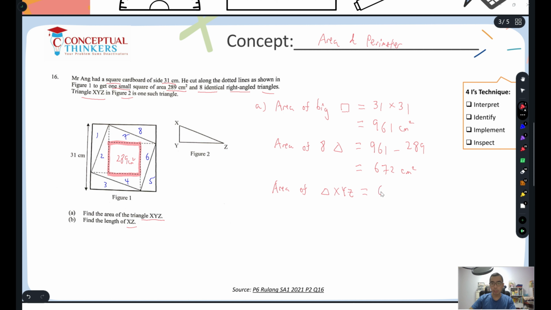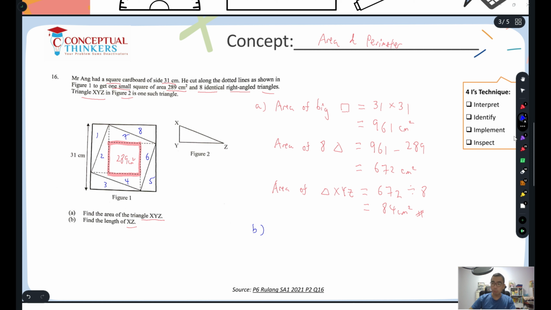So this will be taking the area of 8 triangles divided by 8. So I will get 84 cm square. Okay, so this will be my part A answer. So let's go to part B. So I need to find the length of XZ.